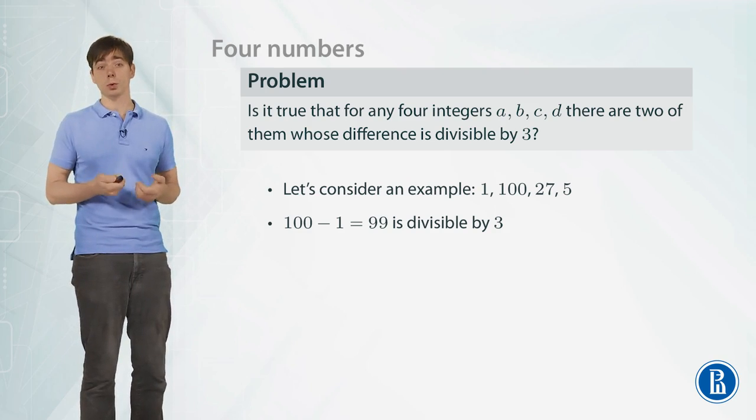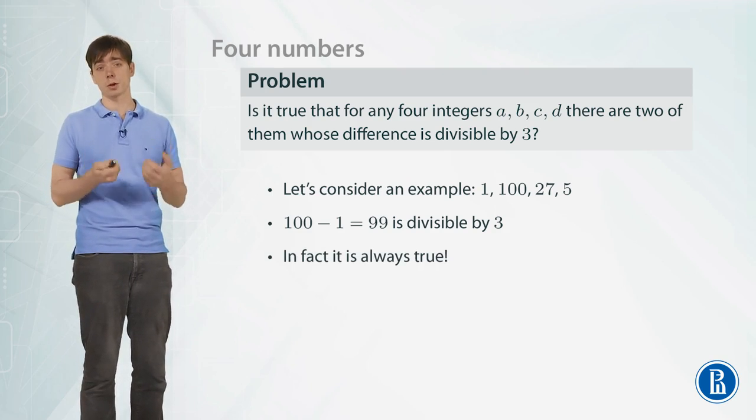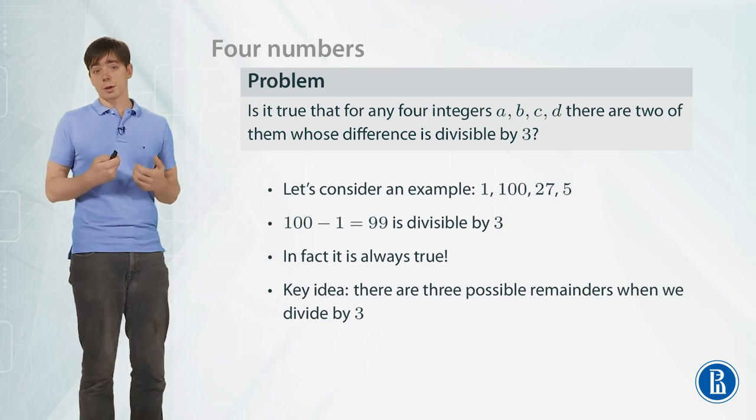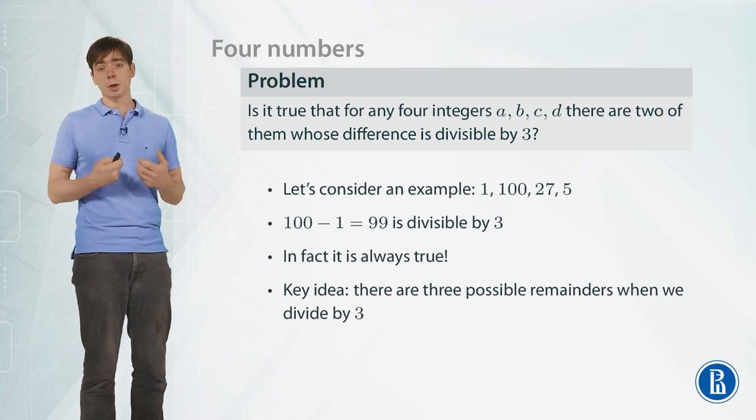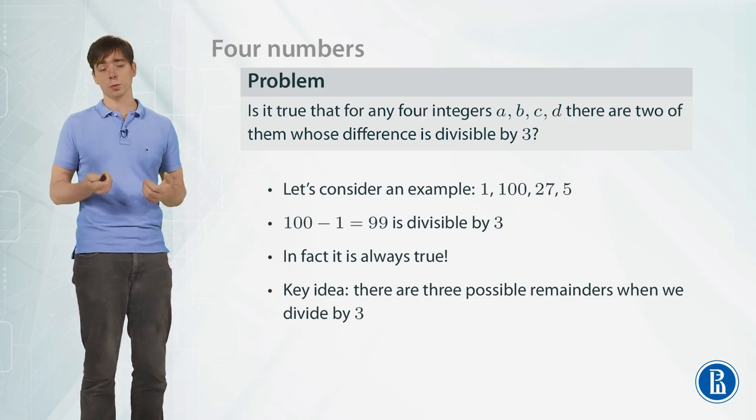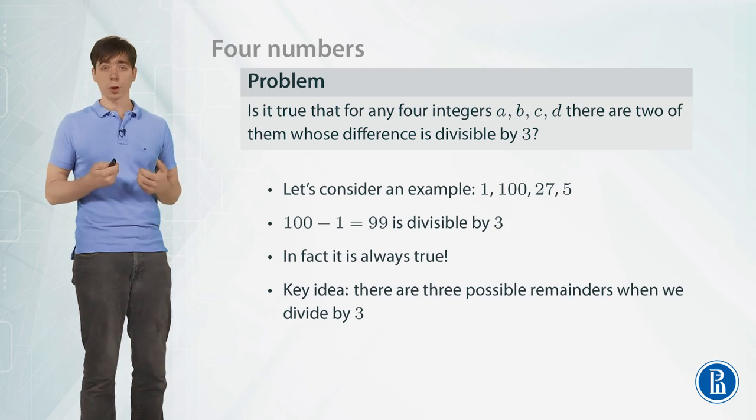And indeed this is true. It turns out that this is always the case. Among any 4 numbers there are 2 such that their difference is divisible by 3. Why is it so? The crucial idea here is the following. Just note that there are only 3 possible remainders when we try to divide numbers by 3. The remainders are 0, 1, and 2. And we have 4 numbers.